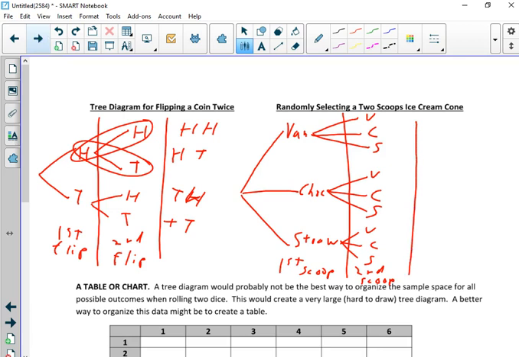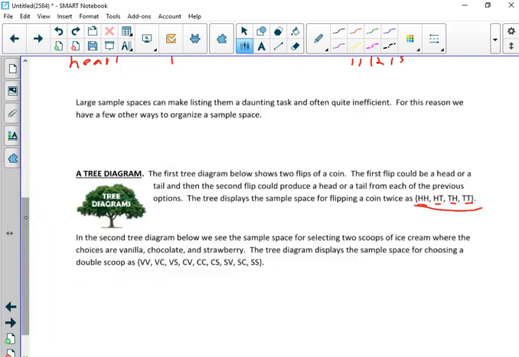So what does that give me for my choices? Vanilla, vanilla, vanilla, chocolate, vanilla, strawberry. Chocolate, vanilla, chocolate, chocolate, chocolate, strawberry. Strawberry, vanilla, strawberry, chocolate, strawberry, strawberry, which we refer to back here. Those are our choices.